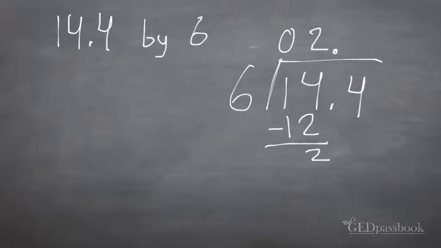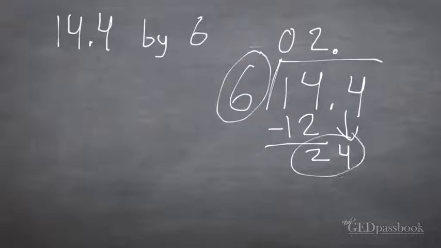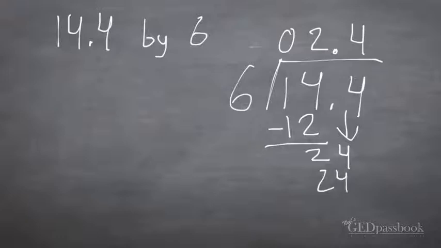Okay. Bring down the next number. This is why I said ignore the decimal, right? Just bring down the next number. And now ask yourself, how many times does 6 fit into 24? 4. Creating 24. When you subtract that, oh, look at that, 0. That's what you're always looking for, right? 2.4 is my answer.